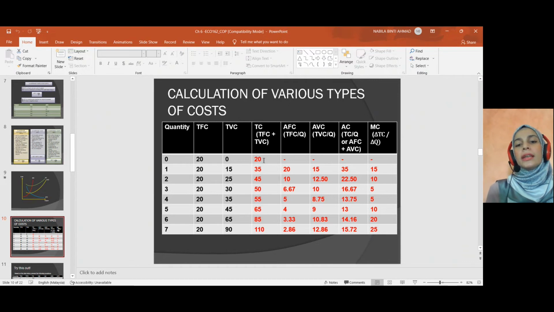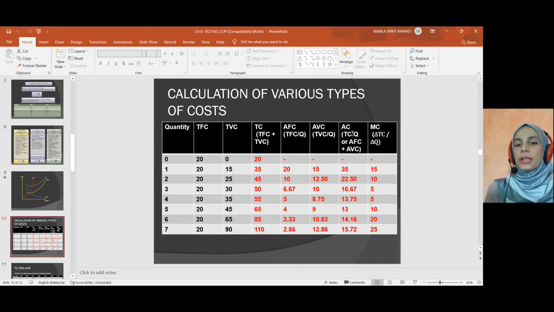Right? Okay. Kemudian kita nak cari average fixed cost. Bagaimana nak cari average fixed cost? Total fixed cost divided by quantity. 20 divided by 1, 20 divided by 2, 20 divided by 3. Kita dapat value average fixed cost. Average variable cost, total variable cost divided by quantity. 15 divided by 1, 25 divided by 2, 30 divided by 3 and so on. Kita akan dapat average variable cost.